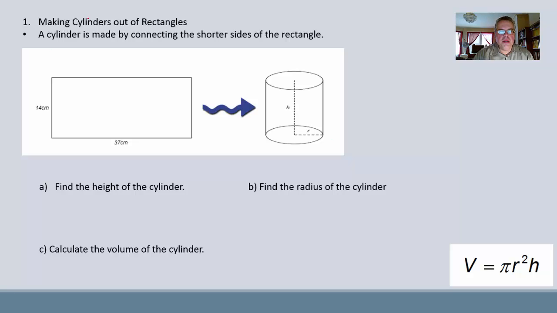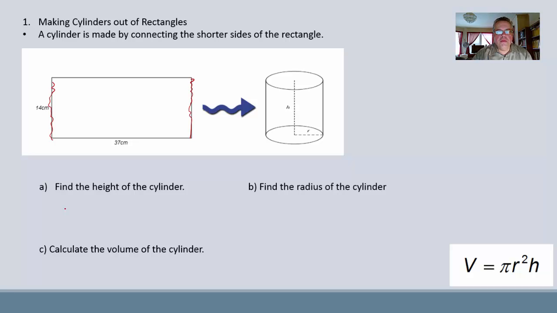We want to talk about making cylinders out of rectangles. So we start with a rectangle and we connect two opposite sides. In this case, we're going to connect the short side. So this side that's 14, we're going to tape together with this side and make the cylinder. This is kind of what happens when you put a label around a soup can or a can of green beans. If you've ever pulled off the label and unfolded it, it's a rectangle.